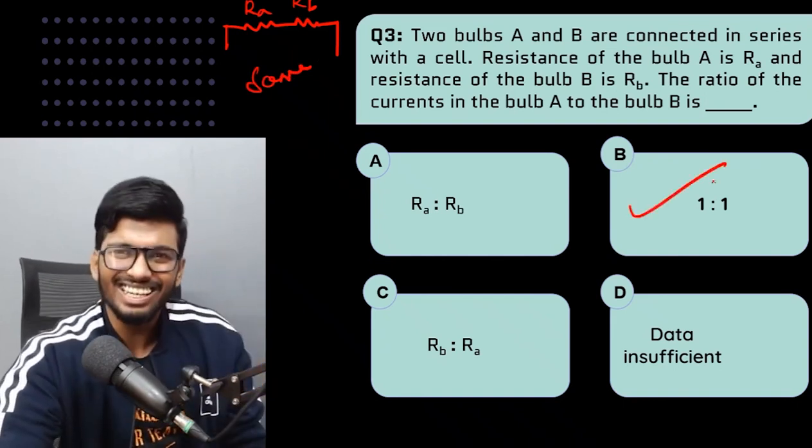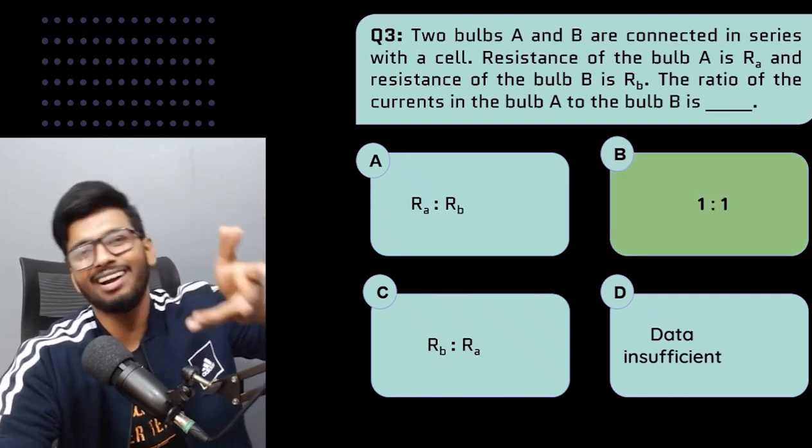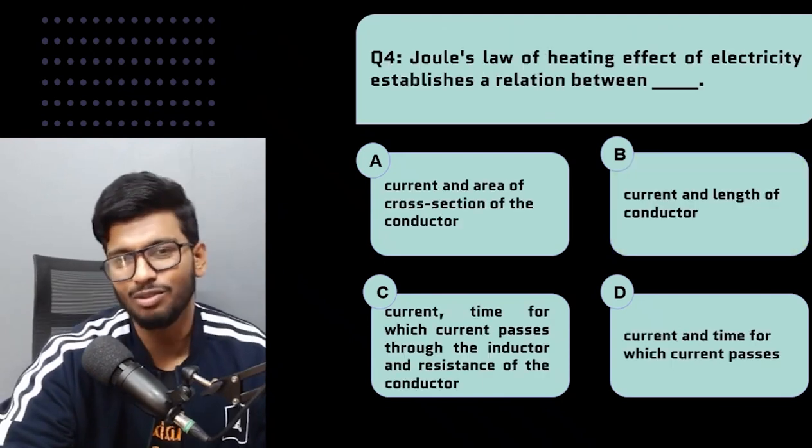Because in a series connection, current would be the same. Current does not have any other path to flow. So the same current will be flowing through RA and RB as well. So the ratio will be 1:1.